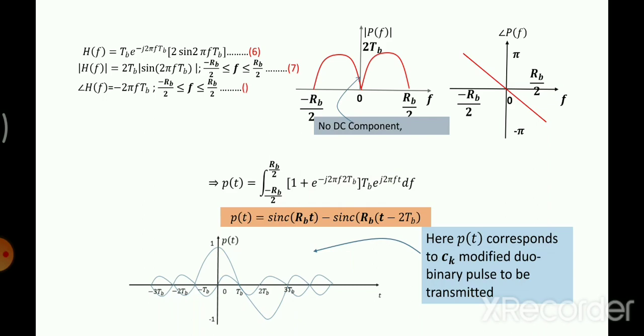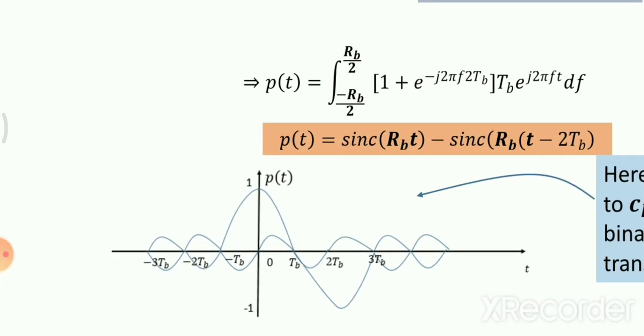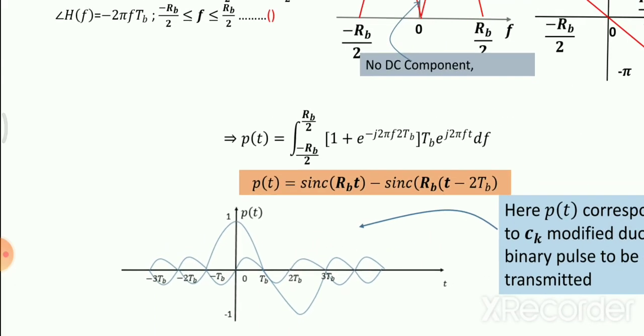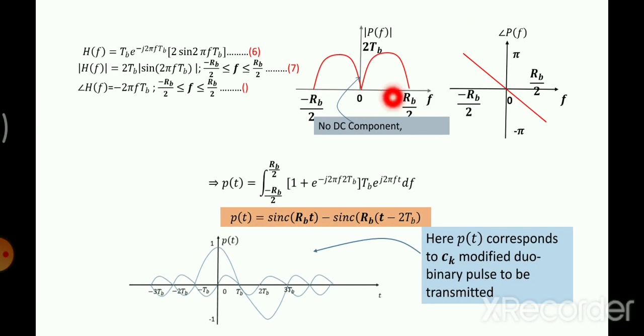So sinc RBT is this pulse which is going like this. This is called the sinc RBT pulse. And minus means the sinc will invert, so the sinc is inverting and it looks like this. So you can see there's a difference of TB and 2 TB. So overall the difference between the two waves is TB. So this is the modified duobinary pulse. The advantage is you don't have any DC component here.